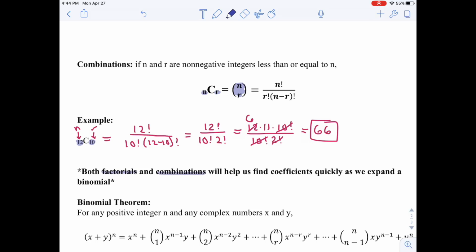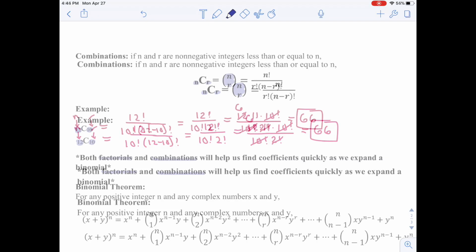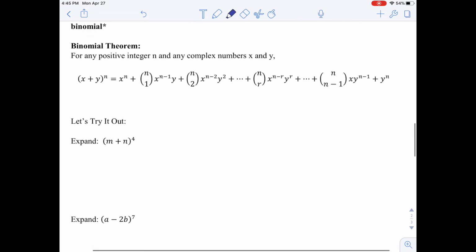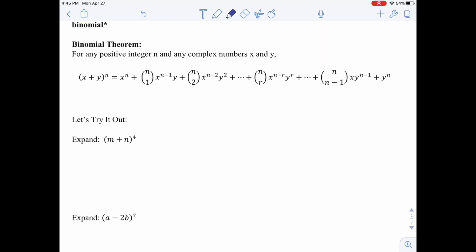Okay, now the two things we talked about here, factorials and combinations, are going to play a huge role in helping us find our coefficients quickly. All right, so now we'll move on to actually talking about the binomial theorem. And when you take a first look at this, you're like, wow, that's a lot of stuff going on there. This looks really complicated. But you're actually going to find out if you have x plus y to some large exponent, this is going to save you a lot of time.